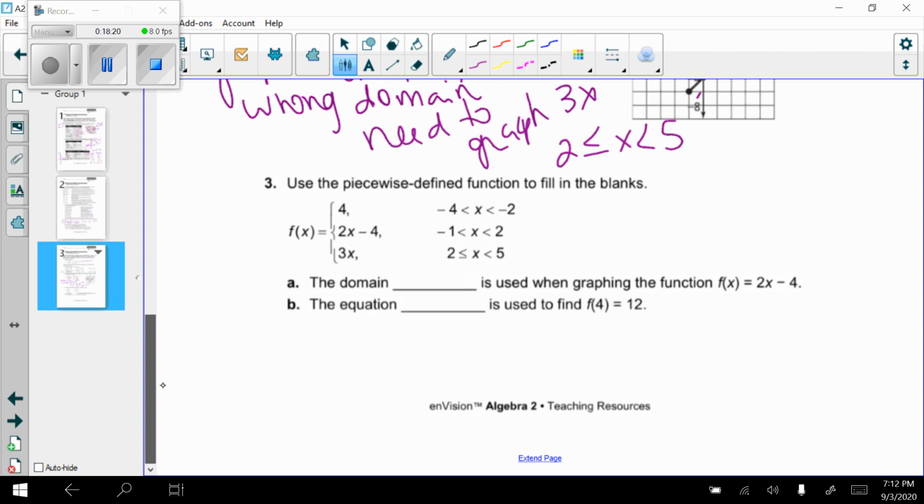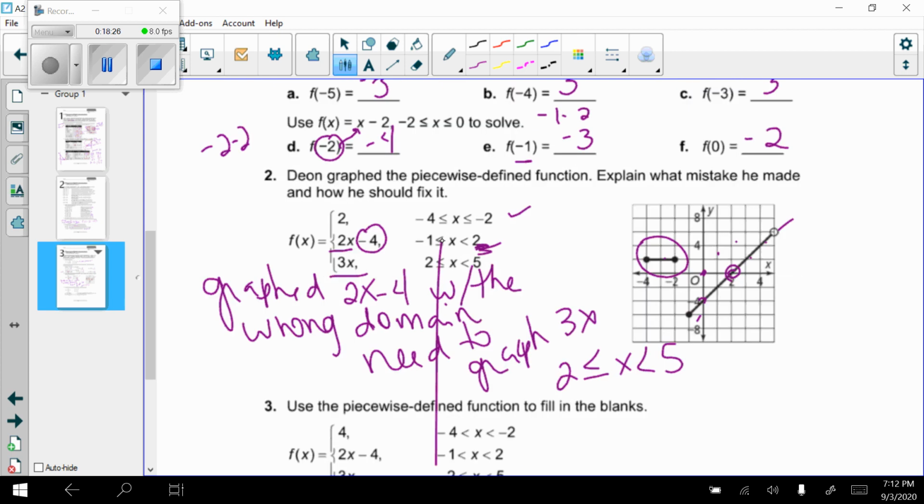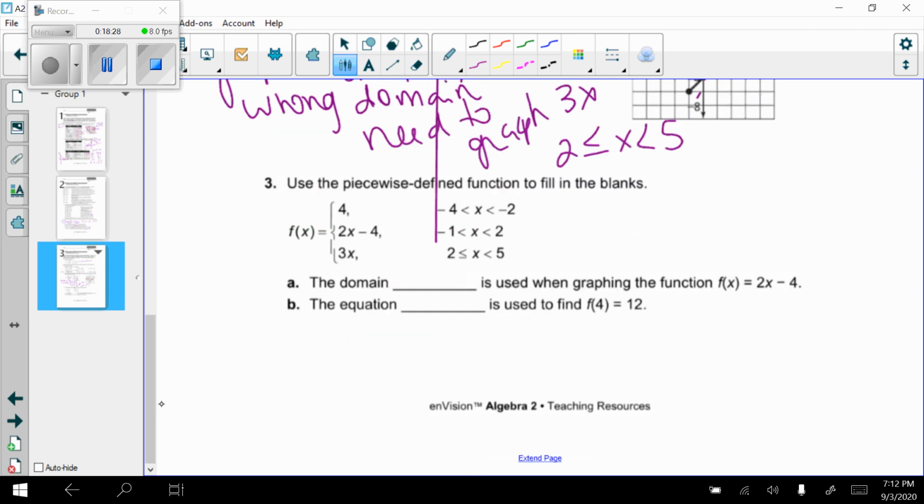So it says the domain of what is used when graphing the function f of x equals 2x minus 4. This one, this is the one that we're talking about. The domain is between negative 1 and 2, neither are included, so parentheses, negative 1 to 2.